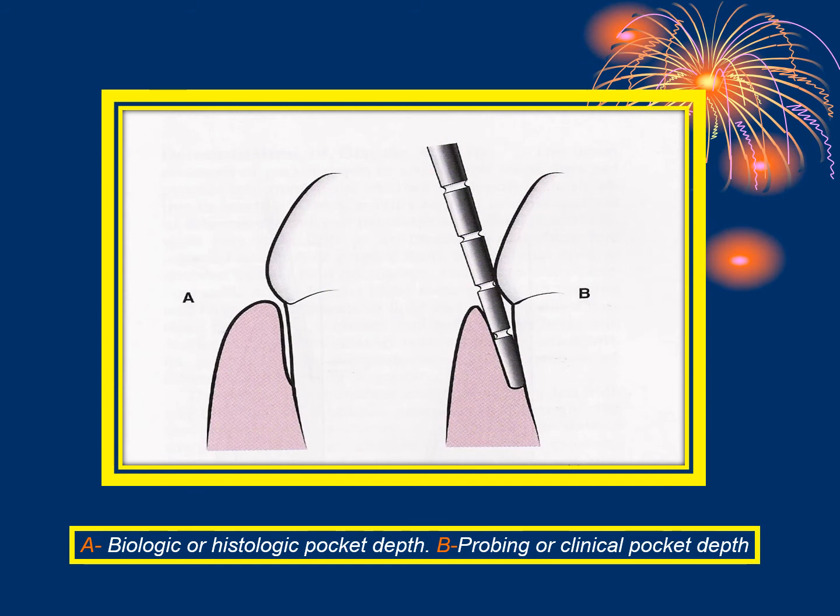This diagram represents in A the biologic or histologic pocket depth. The biologic depth is the distance between the gingival margin and the base of the pocket, that is to say, the coronal end of the junctional epithelium. These can be measured only in carefully prepared and adequately oriented histologic sections, while the probing pocket depth in B is the distance to which the probe penetrates into the pockets.